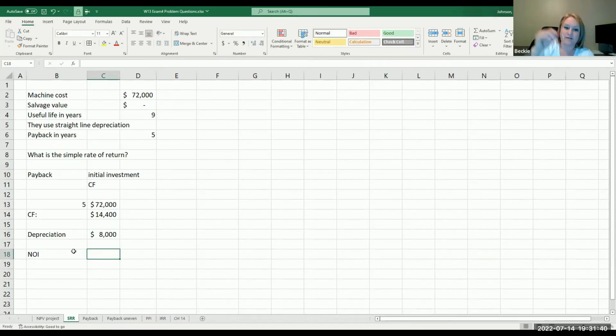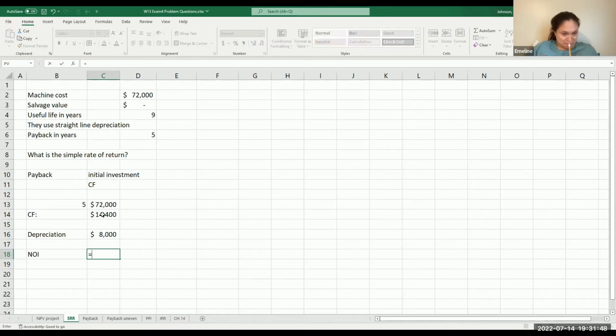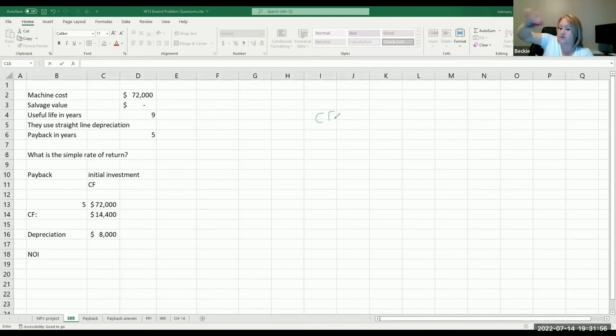You subtract it, right? Yeah, we subtract it. So we have the cash flow, but we're trying to find the net operating income, so we have to subtract. But if we had the net operating income and were trying to find the cash flow, then you would add it.